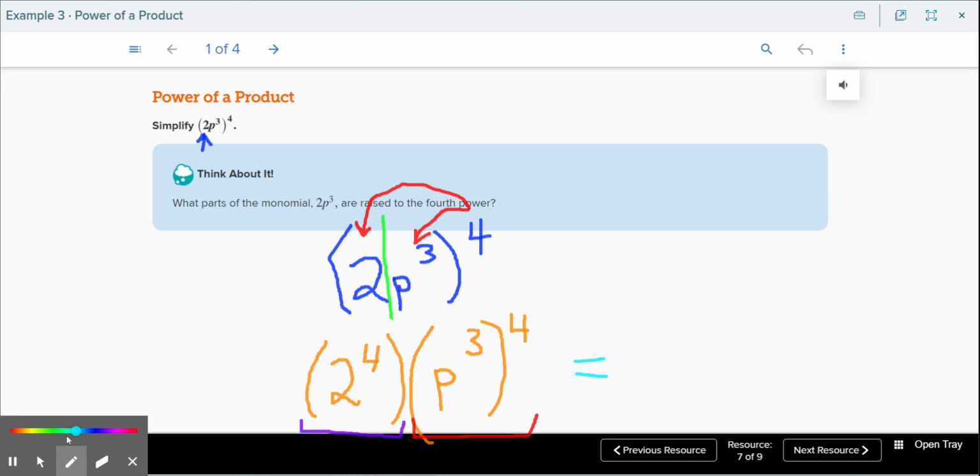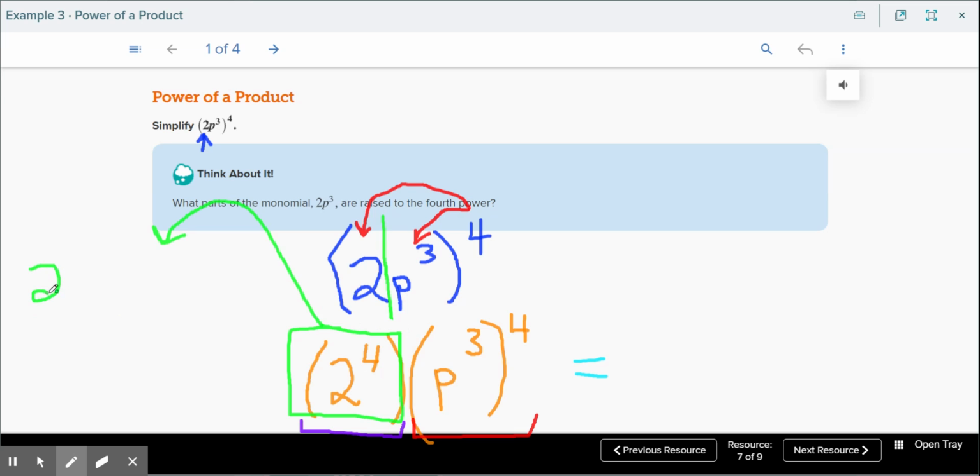So the first piece that I'll do here is 2 to the fourth. So again, 2 to the fourth is repeated multiplication. This means 2 multiplied by itself 4 times. So this is the same as 2 times 2 times 2 times 2. So we have 2 times 2 is 4, times 2 again is 8, times 2 one more time is 16. So 16 is our new coefficient.